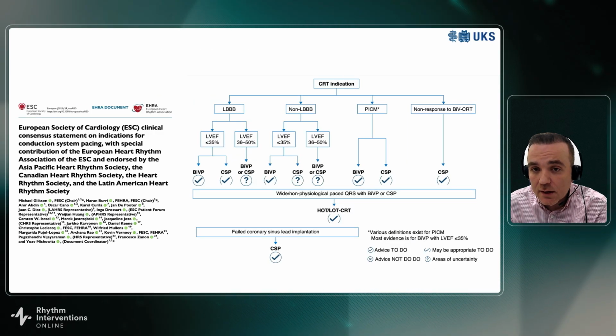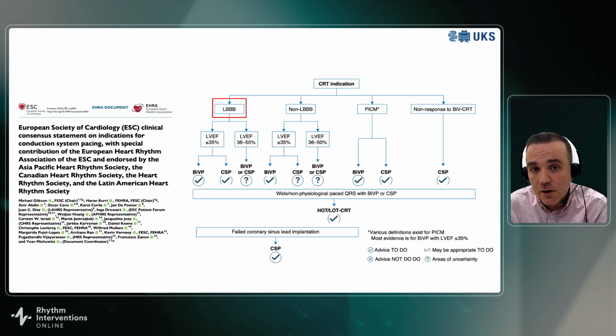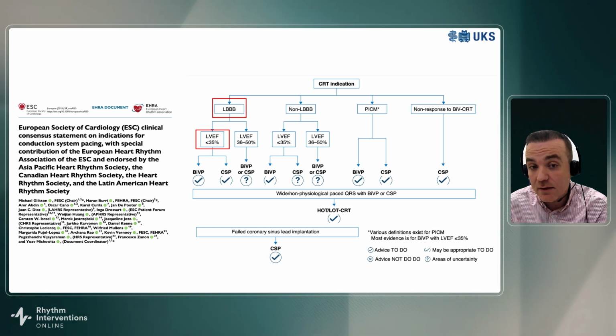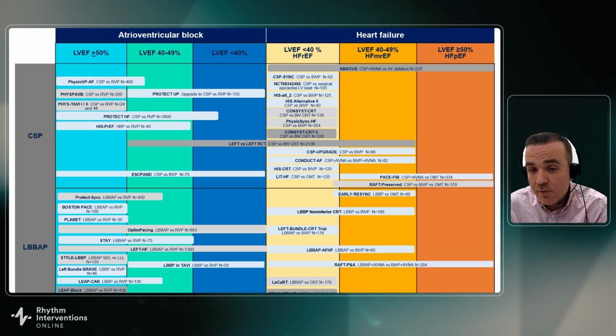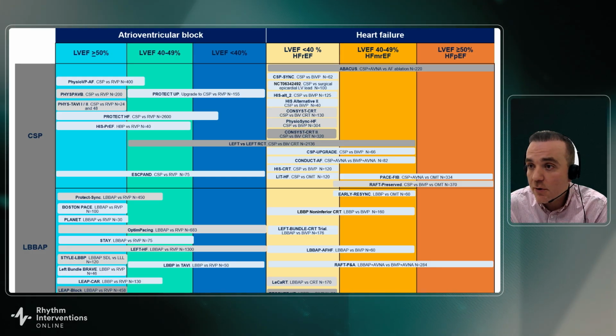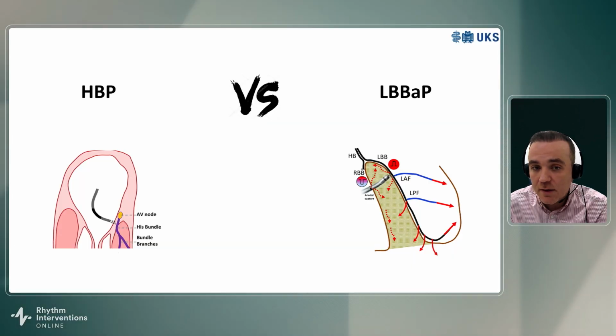Talking about the recent ERA document, we can see if we have a patient with CRT indication and left bundle branch block and LVEF below 35%, so we can implant either biventricular pacing or conduction system pacing. The same for AV block. We are still waiting for the large randomized controlled trial, and hopefully in the next 3 to 4 years, we will know more about CSP against biventricular pacing.